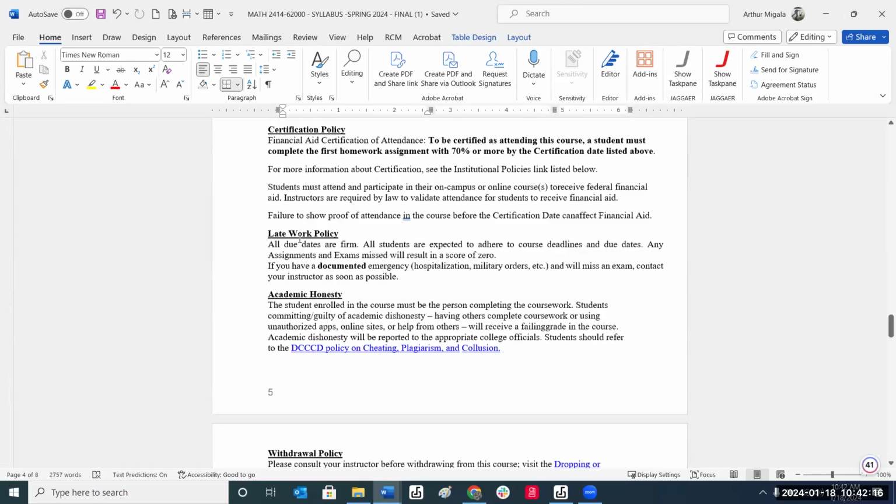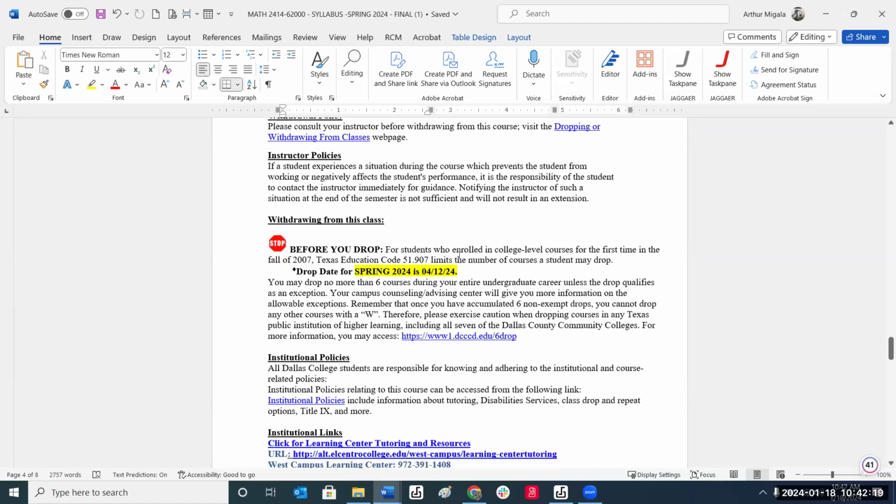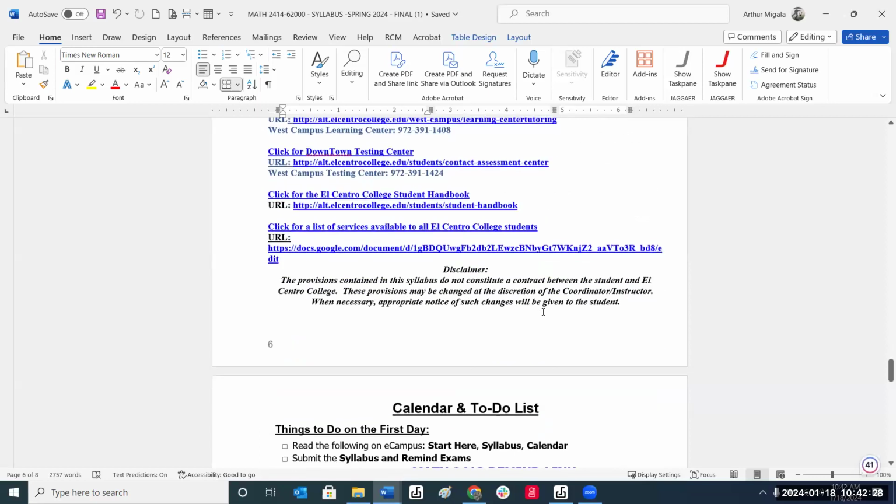So here in the syllabus, again, you'll see a bunch of deadlines. The last date for withdrawal is April 12th, because after that, you can't drop anything. It'll be whatever grade you have.